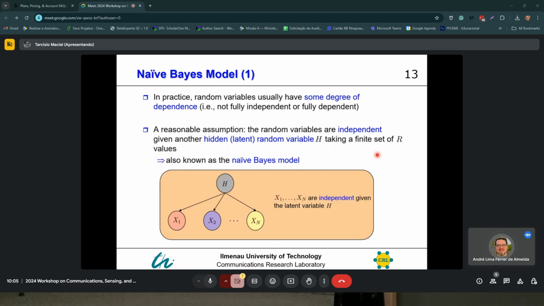And this would be a picture of it. So these n random variables are independent given the state of this other hidden random variable H. For example, in the United States, we have Democrats and Republicans, and given that this guy is a Democrat, we know what he thinks, right? And given that this guy is a Republican, we know what he thinks.